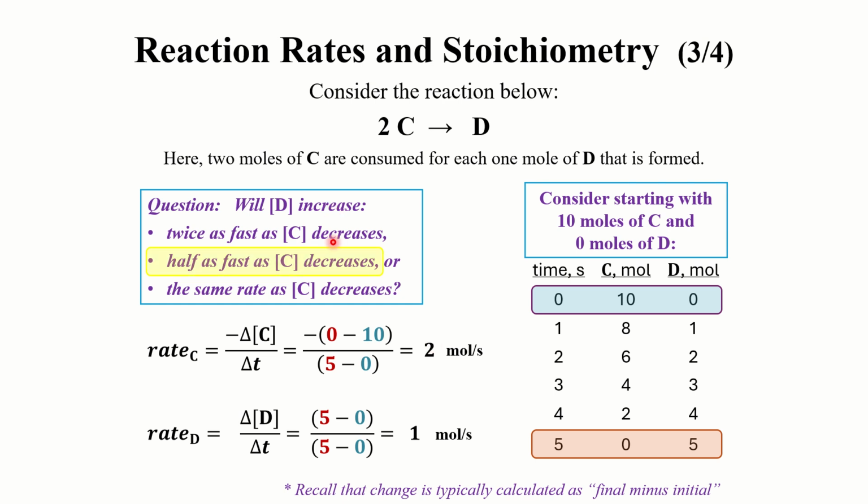D will increase half as fast as C decreases. The rate of D would actually match the rate of the reaction. We could say that the overall reaction rate is 1 mole per second. Since the reaction runs 1 time per second, D has a rate of 1 mole per second, and C has a rate of change of 2 moles per second. Again, these relative rates of the reactants, the products, and the reaction itself are related to stoichiometry.